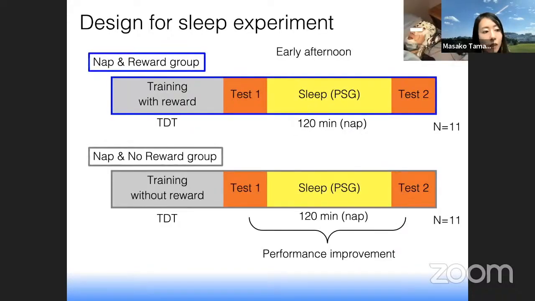So we decided to do a sleep experiment, and there were two conditions. In both groups, there was a 2-hour nap period, but in the nap and no reward group, there was no reward during the training session, and for the other group, there was reward during training. The performance change was measured by test sessions conducted before and after sleep for both groups.